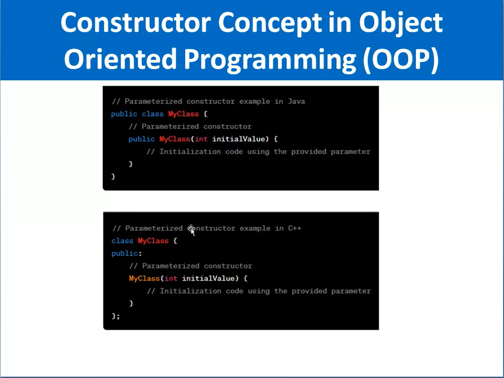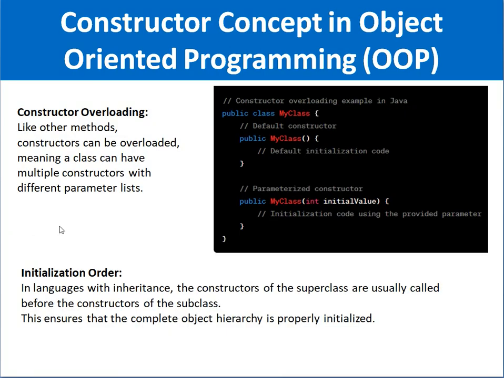If we talk about C++, same concept here: class MyClass, public, MyClass(int initialValue). So this is an example of the parameterized constructor in which the constructor MyClass takes an input integer value, initialValue. Okay, now friends, constructor overloading.